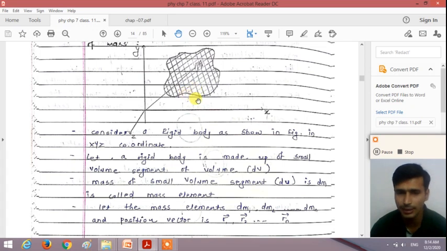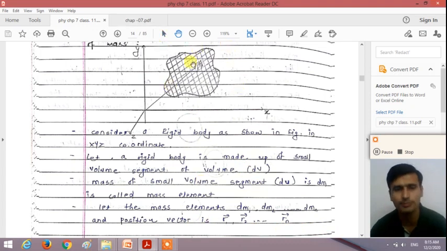So the rigid body is made up of an infinite number of these mass elements dm1, dm2, dm3, dmn, right? And the position vectors of all the elements are r1, r2, r3, rn. So to calculate the center of mass, we require the mass of the element and the position vector of the element, right? Similarly, in the previous case, to calculate the center of mass, we required the mass of the particle and the position vector. Similarly, here the rigid body is considered as an infinite number of mass elements, and the position vectors of all the elements are r1, r2, r3 up to rn.